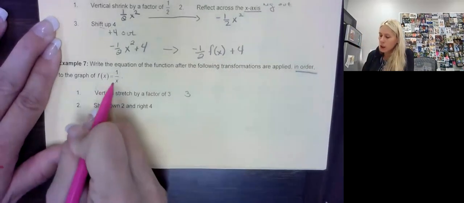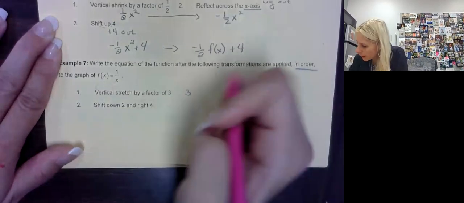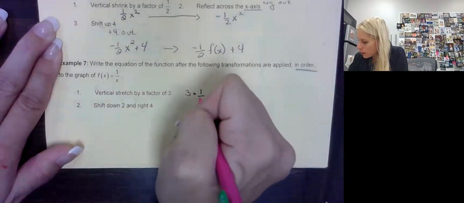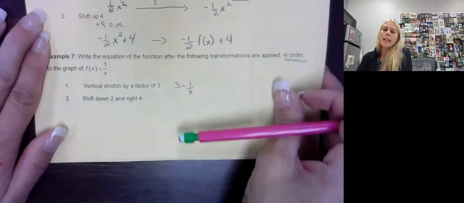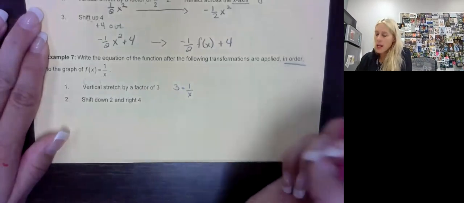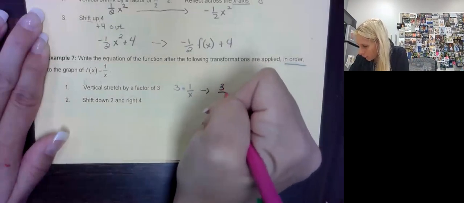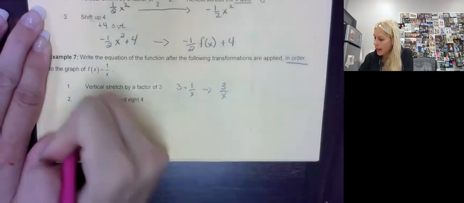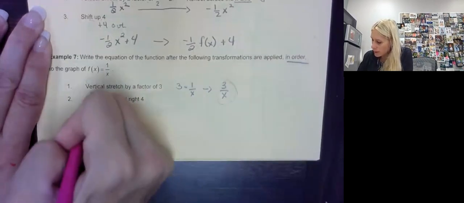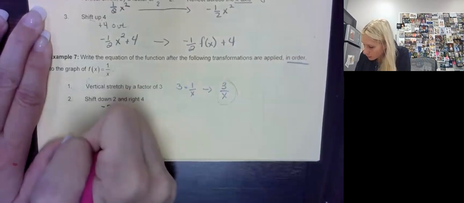Now look at our function. 1 over x. Okay, 3 on the outside. So that's 3 times 1 over x. What else can that look like? How do you multiply fractions? Well, we multiply straight across. So 3 over x. Okay, so here's where we start. That's the first one. Now we're going to go down 2. Down 2 means that we're subtracting 2 to the outside.